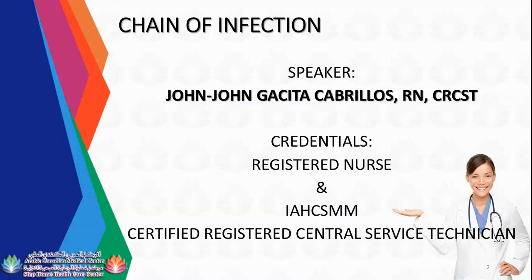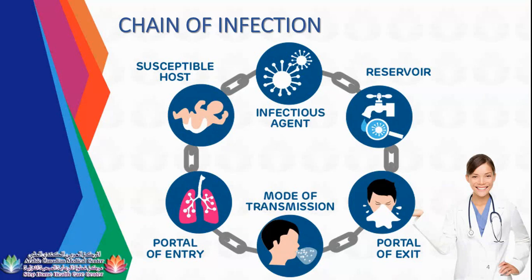For the chain of infection, this is your chain of infection as per medical infection prevention. In CSSD there are different chains of infection, but first we will tackle this one. Your chain of infection is: infectious agent, reservoir, portal of exit, mode of transmission, portal of entry, susceptible host. In my previous exam in CSSD, it came out: what is the first link? The first link is the infectious agent. What is the third link? The third link is portal of exit.